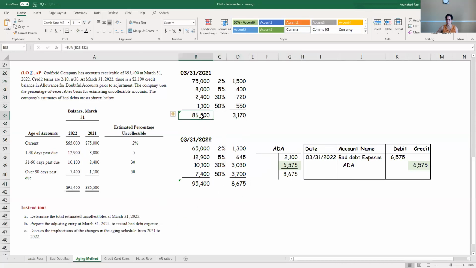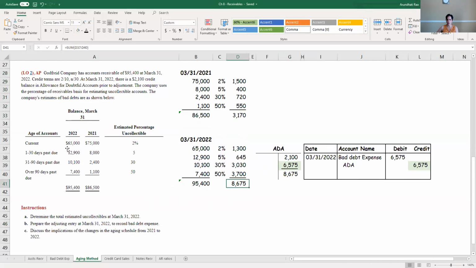Now, my receivables have gone up from last year to this year. That would be good if overall my sales have gone up. So if my sales have gone up, some of my receivables are going to go up too, that's fine. But look at the receivables that I'm talking about that are going to be uncollectible. This is basically the risk I'm assessing. Last year it was 3170. This year is 8675. That number is pretty staggering.